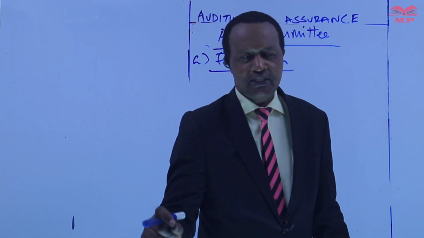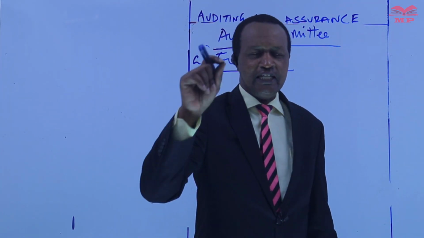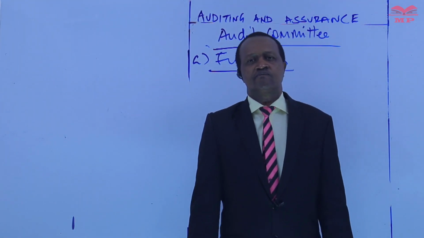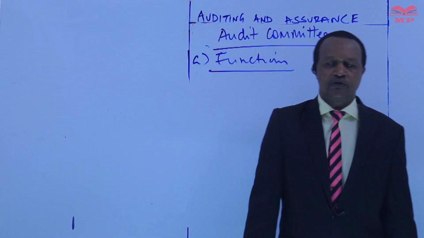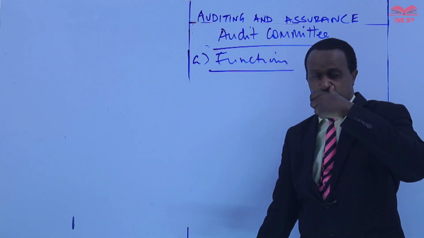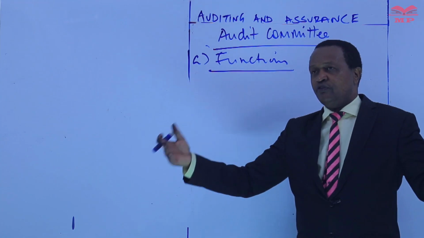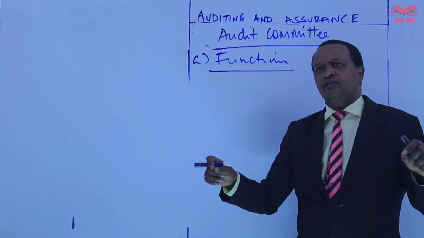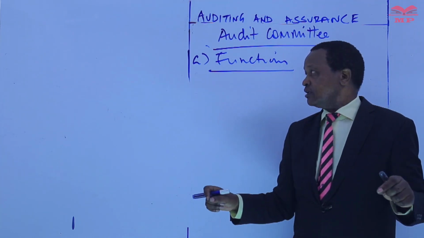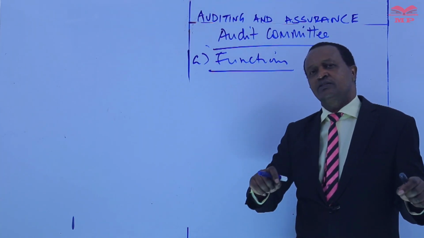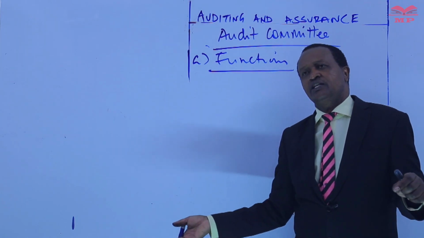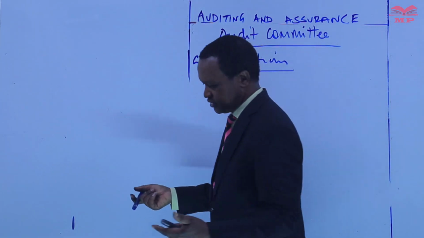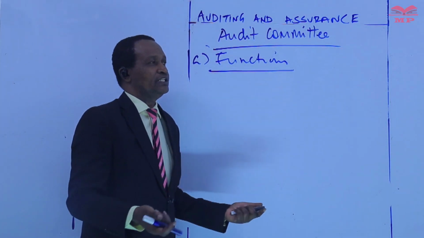An audit committee, number one, is a subcommittee of the board of directors. So if a company has a board of directors, then that board performs its functions by establishing committees. One such committee is an audit committee. The board may have other committees like the risk management committee. The board can also comprise a remuneration committee and so on.